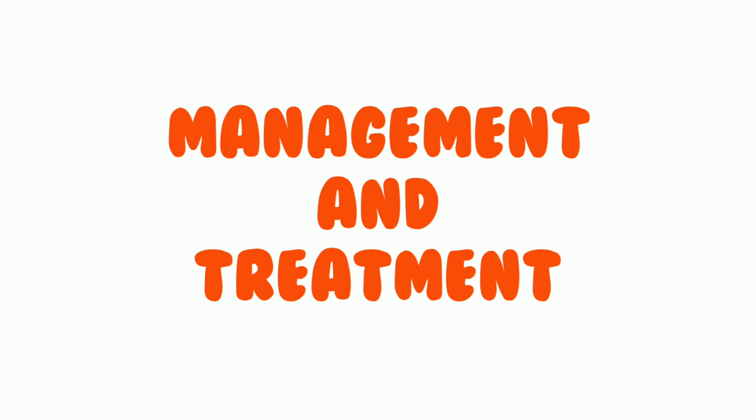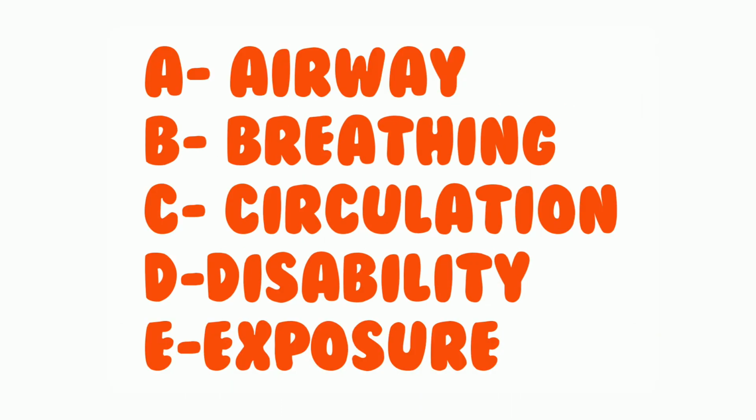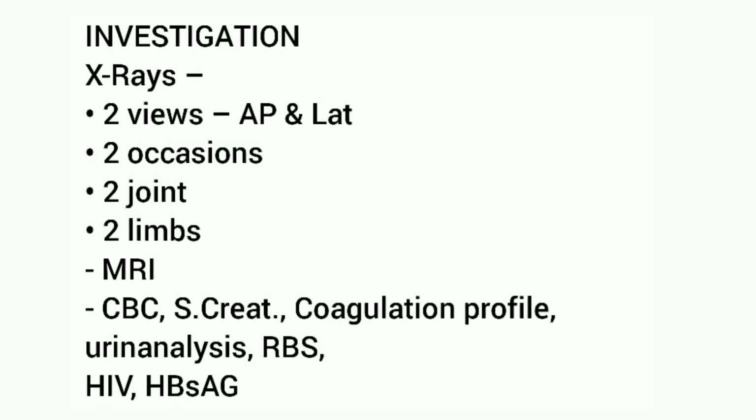Management and treatment deal with the limb and the life-saving problems first. A, B, C, D, E: airway, breathing, circulation, D for disability, E for exposure. Investigations: X-rays in AP and lateral view, MRI, CBC, serum creatinine, coagulation profile, urine analysis, RBS, HIV, HBsAg.